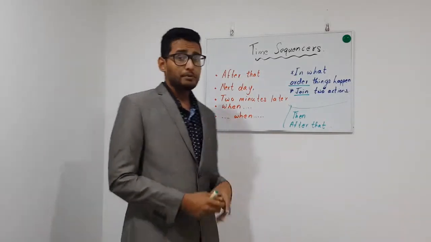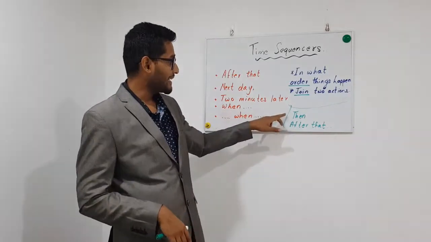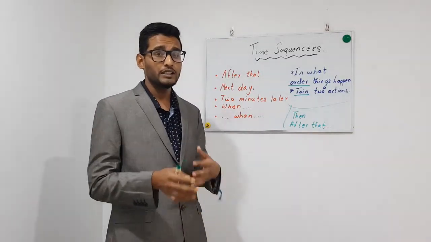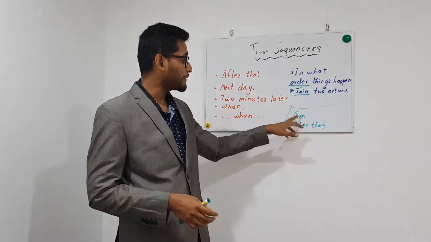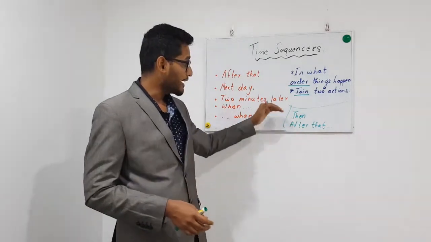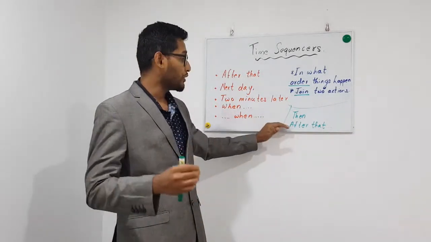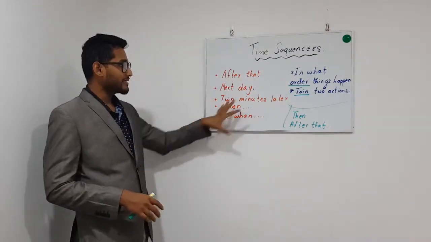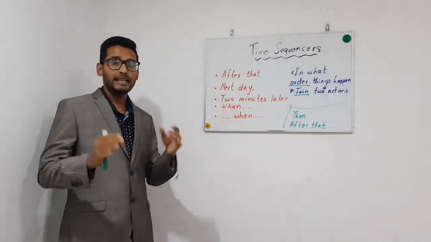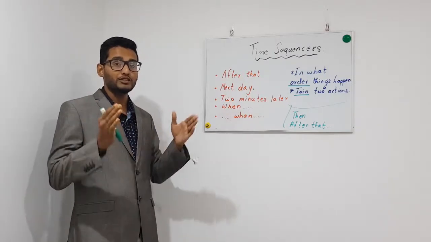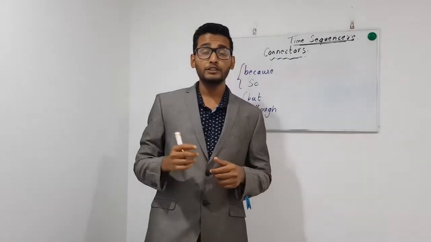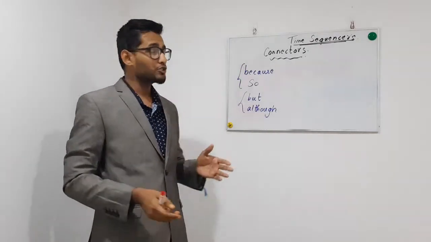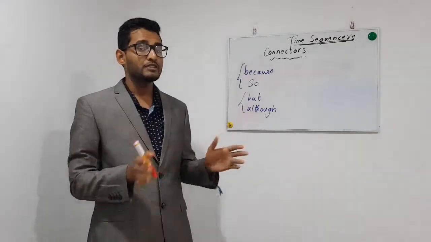Alright, next, an important tip off here is then and after that. A lot of students make mistakes. They use after and then together. Okay, you either use then or you either use after that. Okay, so basically these are words that help you to keep track of a passage as to when what happened. So the function of time sequences is to be a connector between 2 sentences.